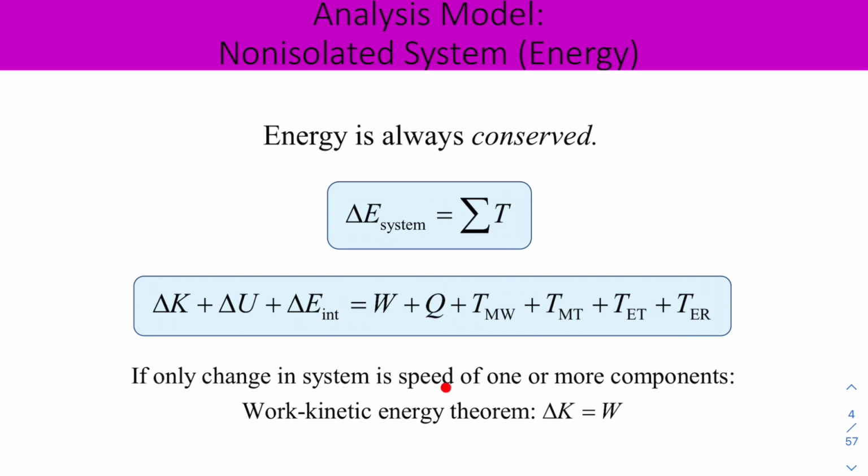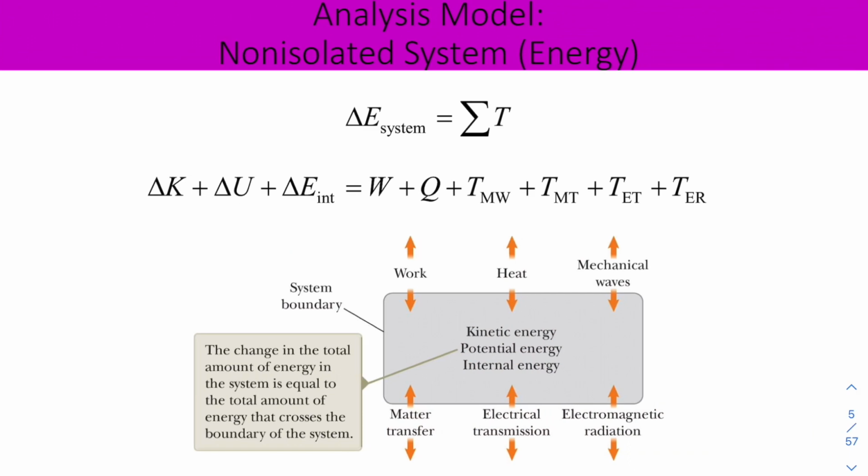If the only change in the system is the speed of one or more components, then the work-kinetic energy theorem, if you still remember, delta K is equivalent to W, is applicable. If the one that changes is about speed only, then we can use this work-kinetic energy theorem to solve any kind of problem related to that.